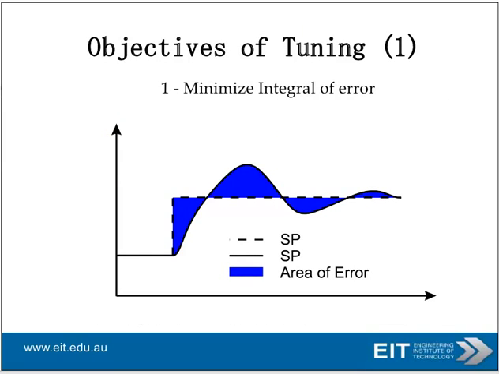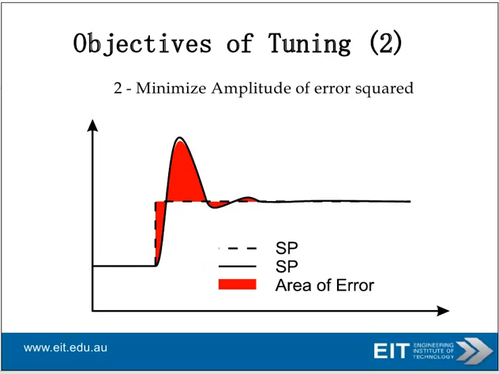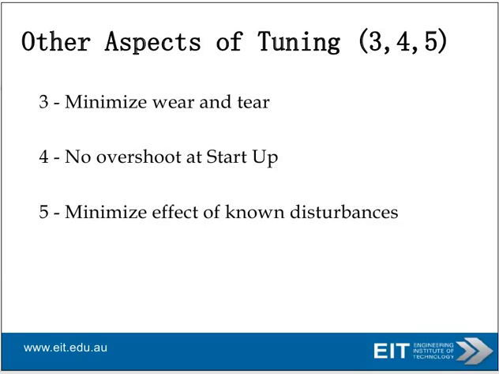Essentially, if this is your set point change here, this is your process variable response when you've made your set point change. The idea is to try and keep this area as small as possible. That's the first objective of tuning. The second objective is minimize the amplitude of the error squared, which is essentially the same as the first one.